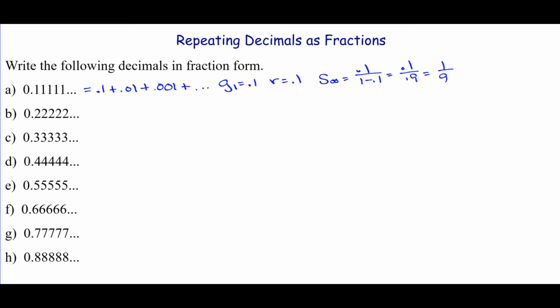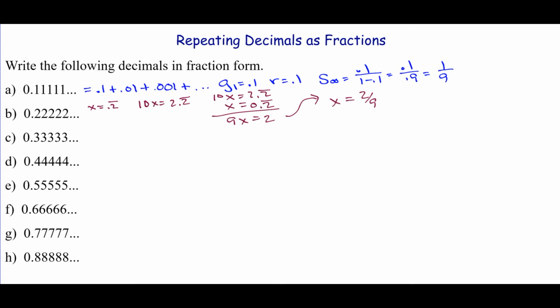Looking at the second one, doing it the algebraic way, here we'll go x equals 0.2 repeating, and 10x equals 2.2 repeating. So if we subtract these, 10x equals 2.2 repeating, x equals 0.2 repeating. So this will give me 9x equals 2. And then dividing both sides by 9, we get x equals 2 over 9. So 0.2 repeating equals 2 over 9.